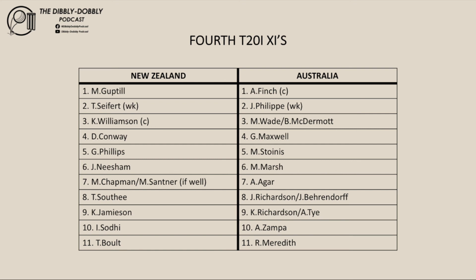With 2 games remaining in this series, Australia are running out of time to try out different players because they don't have many T20 games to play before that T20 World Cup. Those players I just mentioned can win games, and they have done before for their BBL teams. They can help Australia to win this series. So the likely 11 could be Finch, Philippe, Wade or McDermott, Maxwell, Stoinis, Mitchell Marsh, Ashton Agar, Jhye Richardson or Behrendorff, Kane Richardson or Tye, Zampa and Meredith. Both teams may go with those 11s for the 4th T20 International, but we shall see.